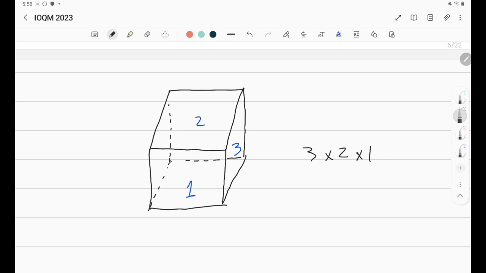But then we need to color them. So for each opposite faces we have two possibilities. So 2 times 2 times 2, that means this is, you know, times 2 to the 3. So basically the answer is 6 times 8, this is 48. Alright, so the answer is 48.